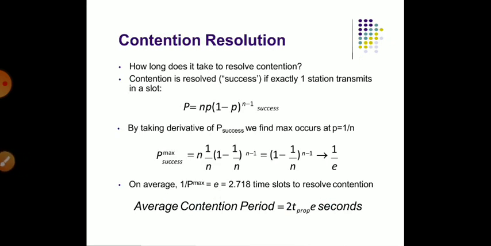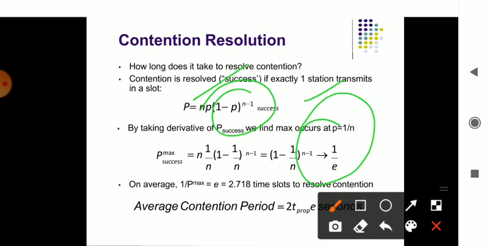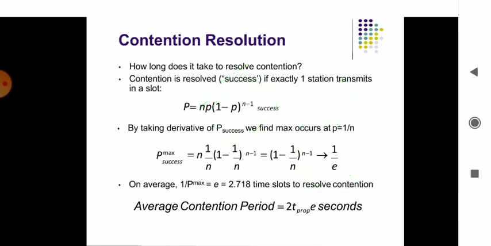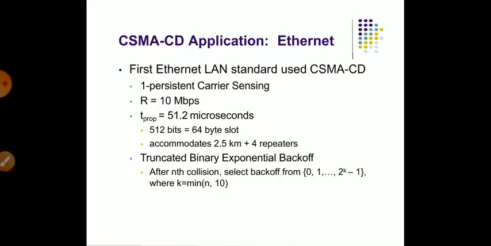Mainly the contention resolution depends on the number of frames being sent and the probability at which they will be received. It will be in the format of (1 - p) to the power n - 1. This is the success, how many successes are there when it is reached. So it will be in the exponential format 1/e. The throughput and the output are based on the number of signals being carried and sent.